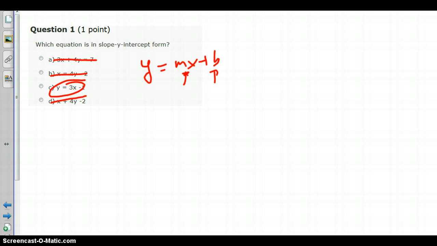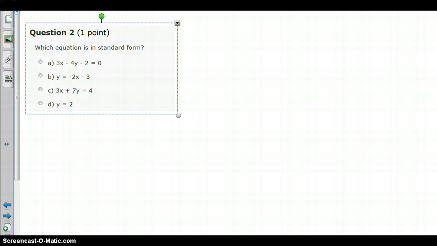Okay, so that's that one. Y equals 3x minus 1. There's your slope, 3, and your y-intercept is there.